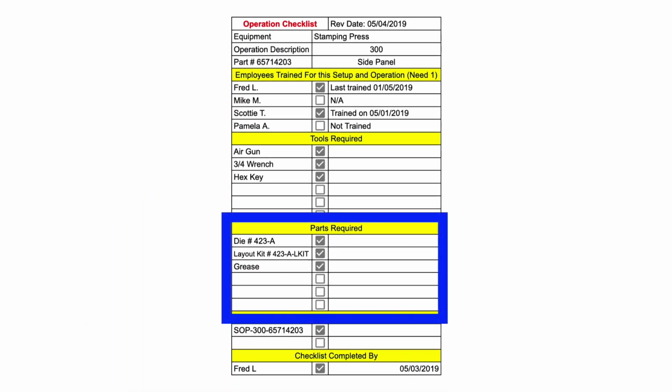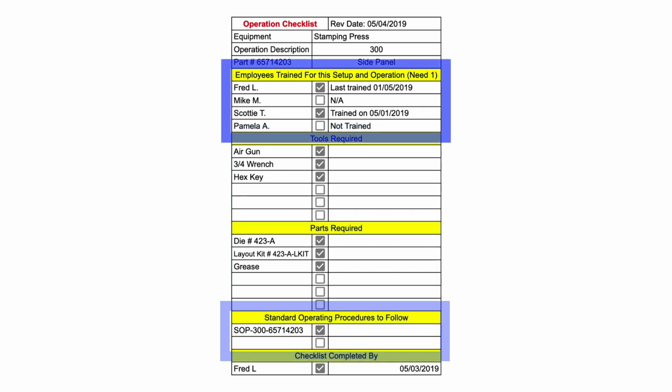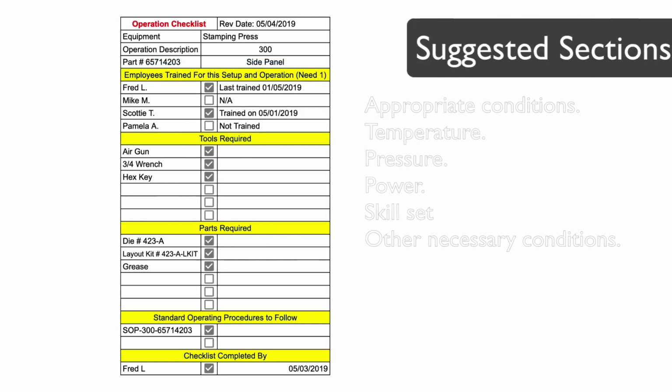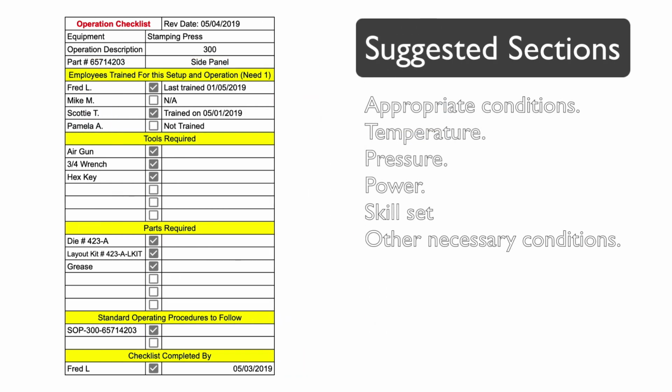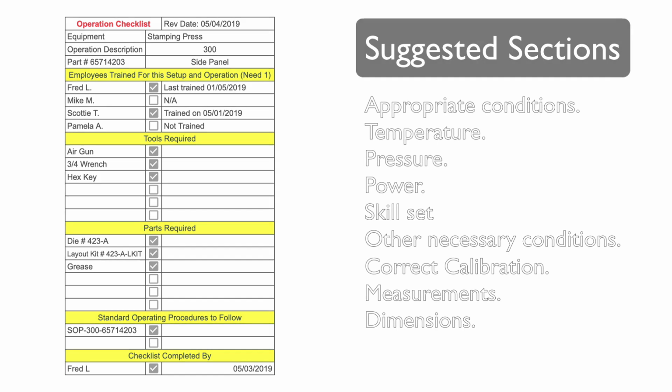Parts needed, tools needed, specifications, and workers. You will also want a section to list appropriate conditions for work, such as temperature, pressure, power, skill set, and any other necessary conditions. Another suggestion is to have a section for correct calibration, measurements, and dimensions at each operation.